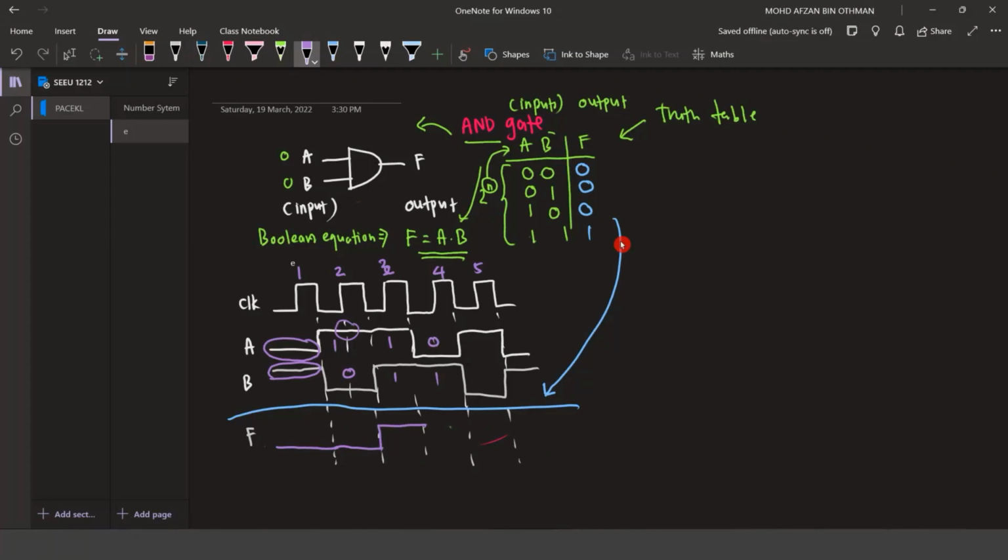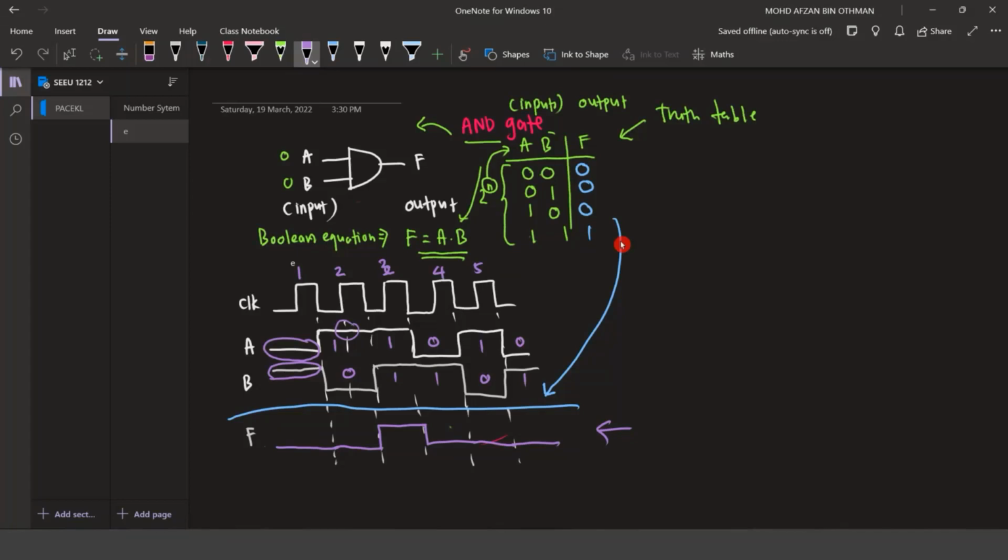0, 1, 0. So yang ni kamu punya timing diagram. Okay, untuk output based on this input. So yang ni lah sebenarnya timing diagram. Okay, di mana kamu ada inputs, kamu ada outputs and dapatkan dia punya output based on this input kat sini.